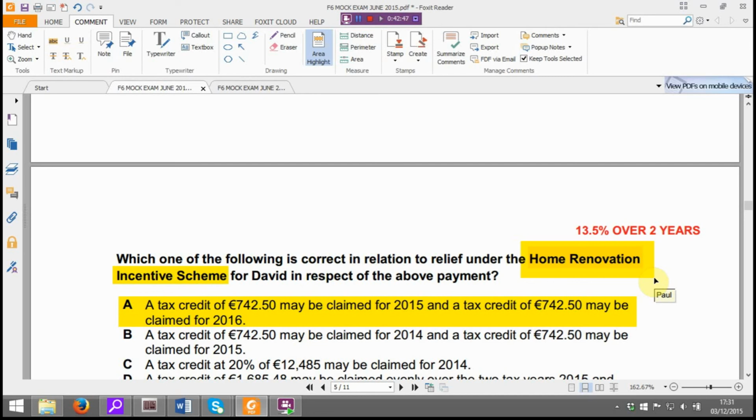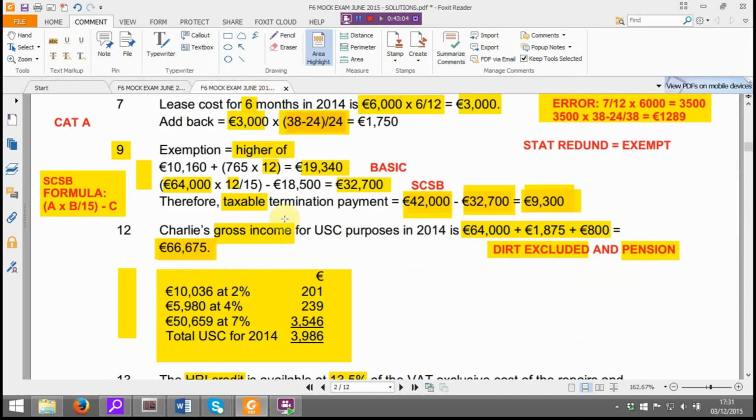The answer in this case, you'll see it if you refer to the text, is simply a 50-50 split across 2 years, i.e. the year after next and the year after that. In this case, the answer was A, 74250 per year. Go back to the question.